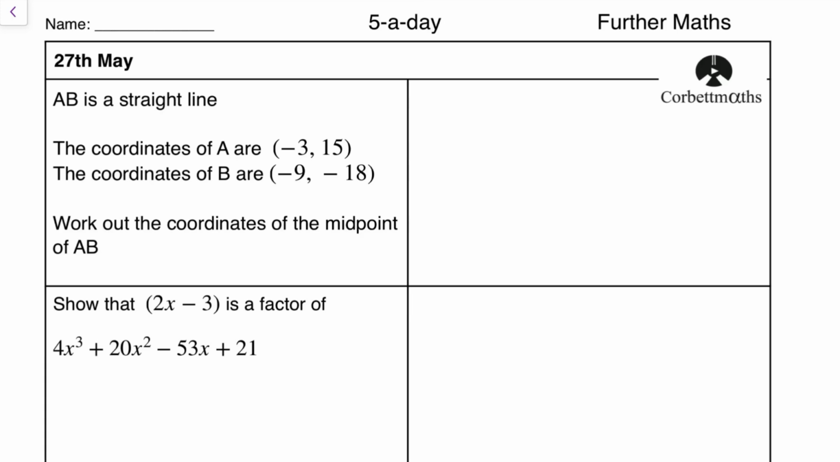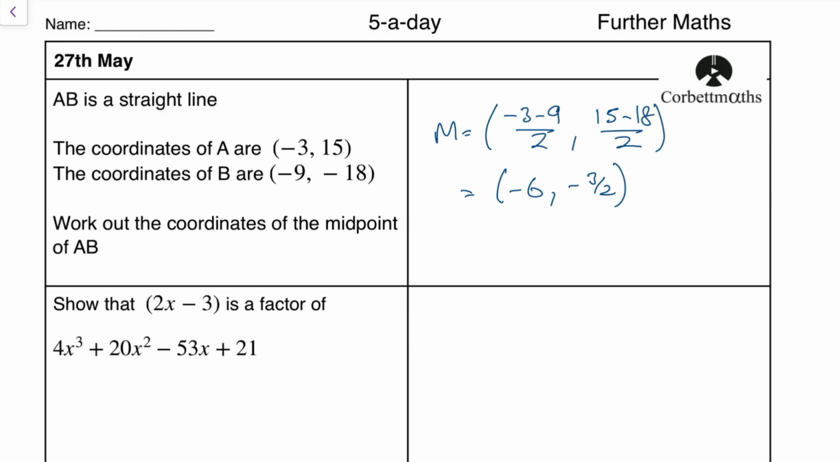Okay, so first question. AB is a straight line, gives me two coordinates, work out the midpoint. Right, okay, I thought it might be a bit harder. So the midpoint is the average of the x values, so minus 3 minus 9 over 2. The average of the y values, so 15 minus 18 over 2. Work this out carefully. So minus 3 minus 9 is minus 12, divided by 2 is minus 6. 15 minus 18 is minus 3. So that's just minus 3 over 2 or minus 1.5.